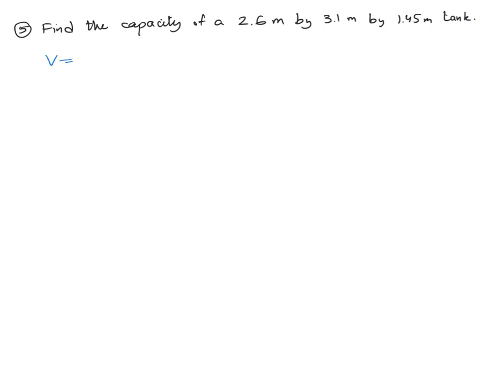So the volume is going to be 2.6 times 3.1 times 1.45, and I plug that into my calculator, and I get 11.687, and I'm going to keep all the decimal places here. It's the middle of the problem. And the units, of course, are meters times meters times meters, so meters cubed. Now I want to find the capacity, not the volume, so I need to convert this meters cubed into liters.